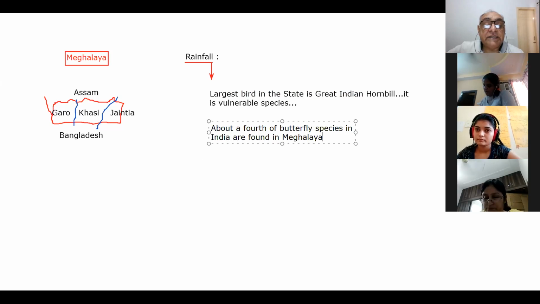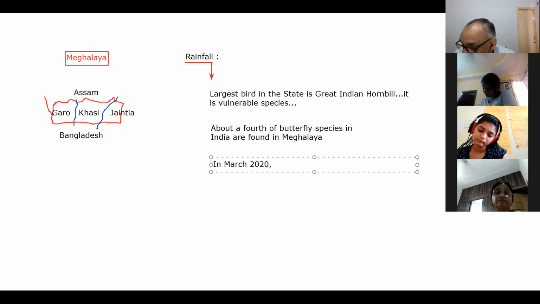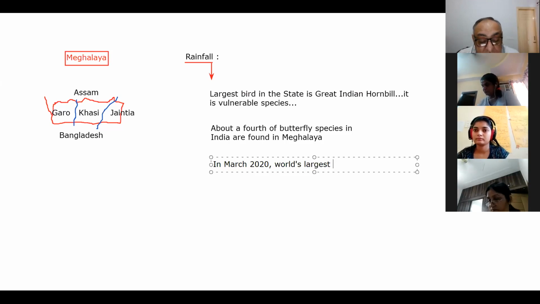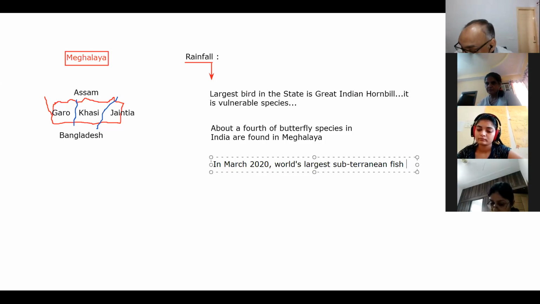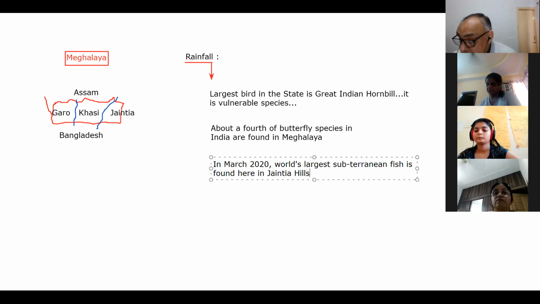And one more important thing here about which a question can be asked: in March 2020, we can say the world's largest subterranean fish is found here in Jaintia Hills. So the world's largest subterranean fish has been found here, in Jaintia Hills, right?